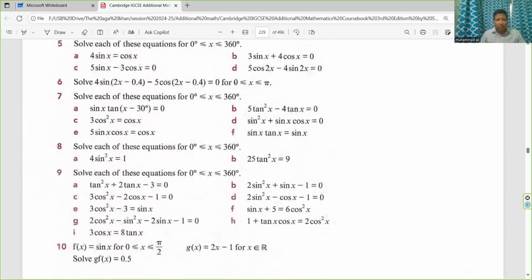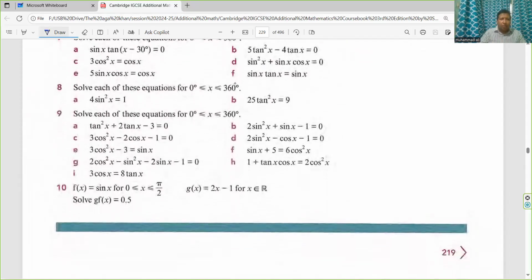Today we try to solve some questions from Cambridge IGCSE Additional Mathematics, Trigonometry chapter, exercise 9.6, question number 9. From question number 9 we try to solve questions D, E and G. Question number 9: solve each of these equations for x greater than or equal to 0 degrees, less than or equal to 360 degrees. Question D: 2 sine square x minus cos x minus 1 equals 0.